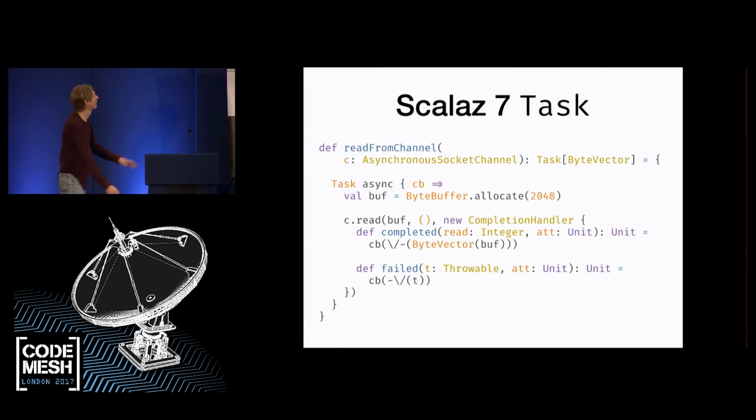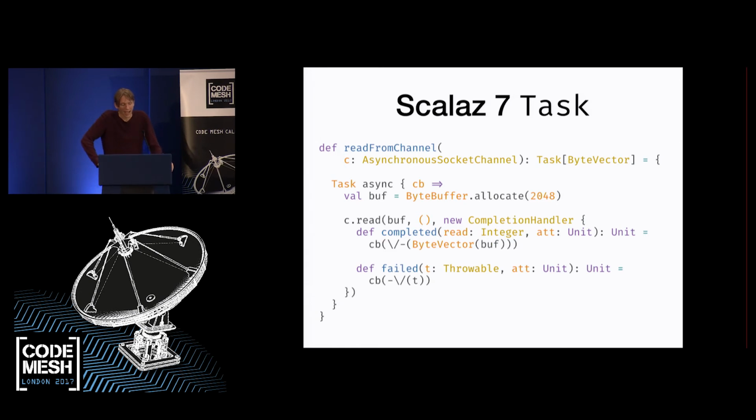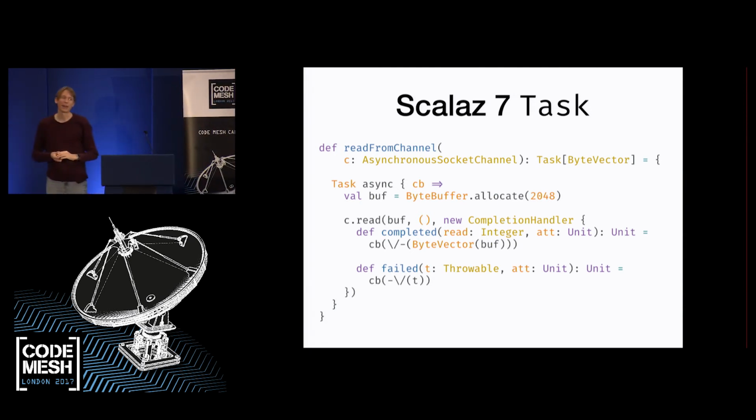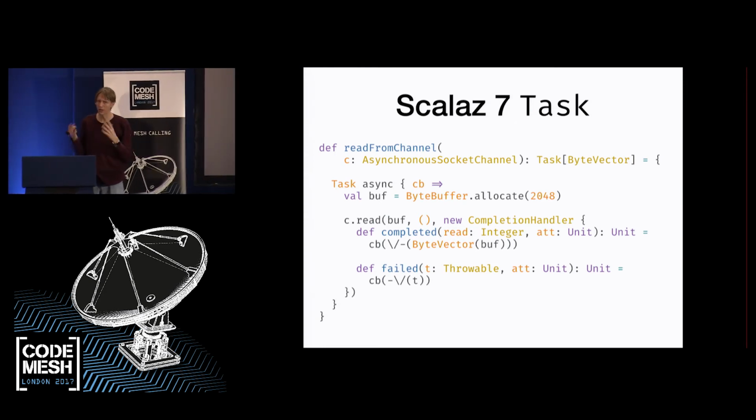Well, it's going to look something like this. Here's a function that reads from an asynchronous socket channel. This is the Java 7 NIO library, which we use because the Java 4 NIO library is inscrutable and no one touches it. And we're going to construct an async task. Constructing an async task gives us a callback in the body of that constructor that we can then invoke. And when we invoke that callback, the task will be completed. This is sort of like a promise, but lexically confined.